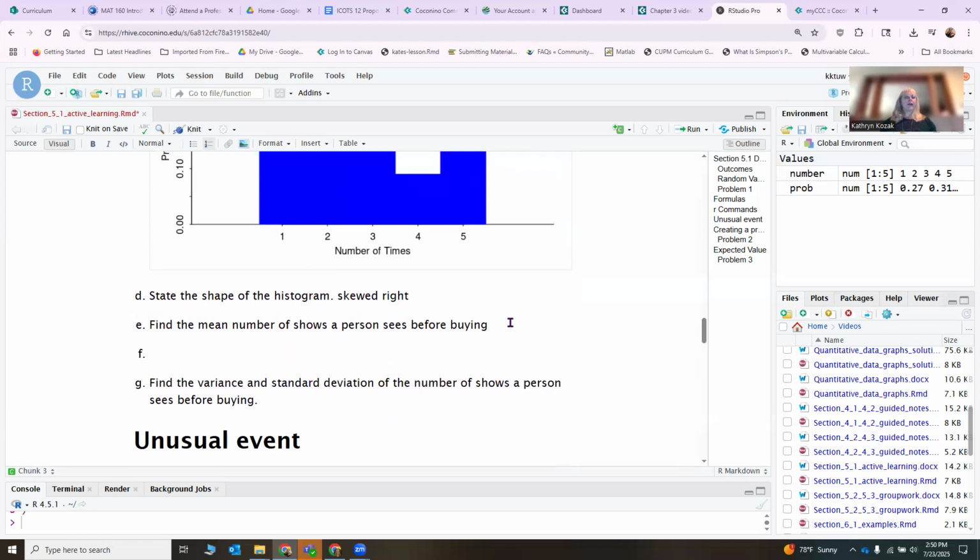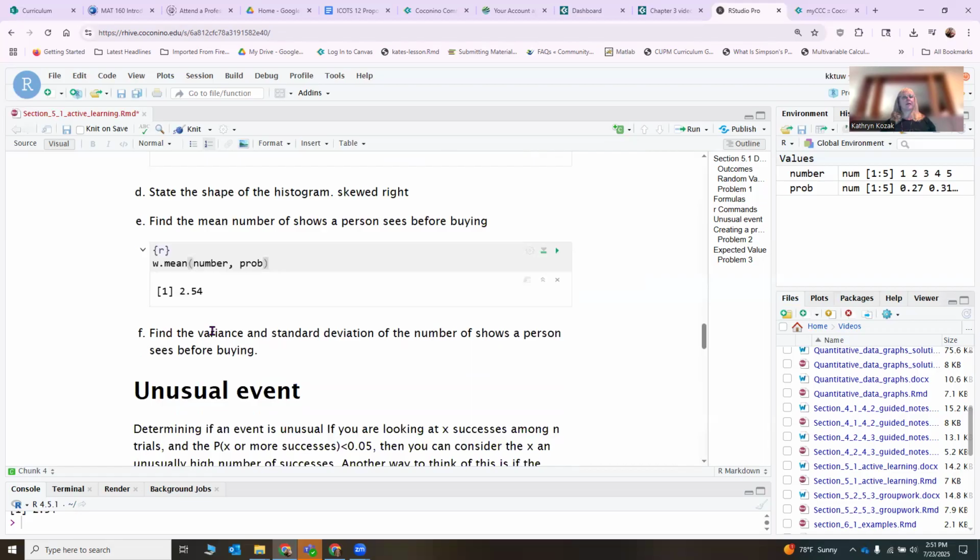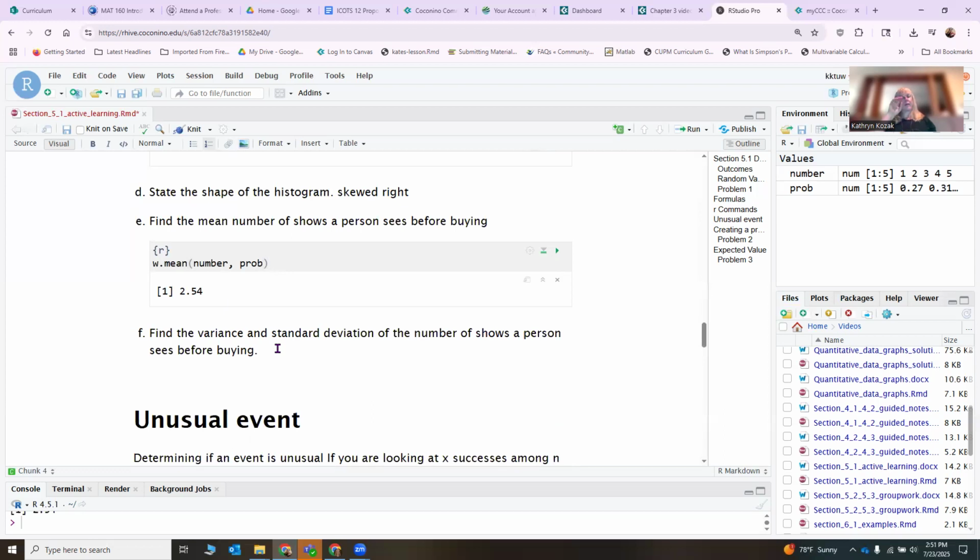Now to find the weighted mean, again, insert our chunk, and then I'm going to do w.mean of my x, which is my number, and then it's called mu, it actually is my prob, and then I just can run that. And there's my mean. So 2.5 times before somebody actually purchases. That gives you an idea of how much you have to buy of your ads.